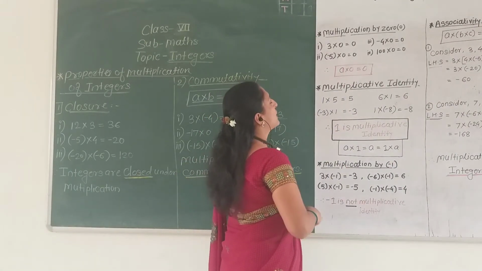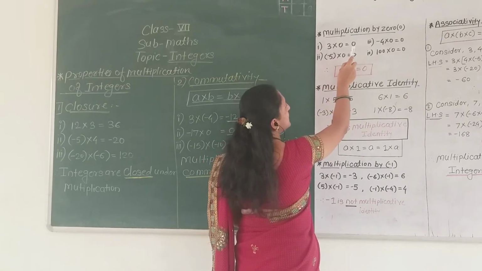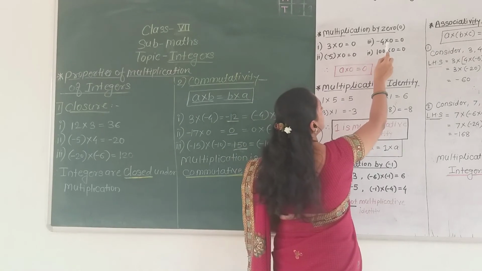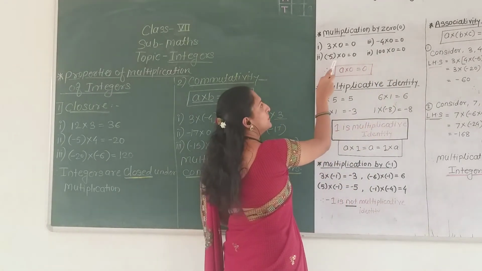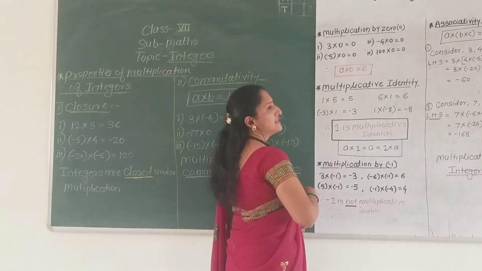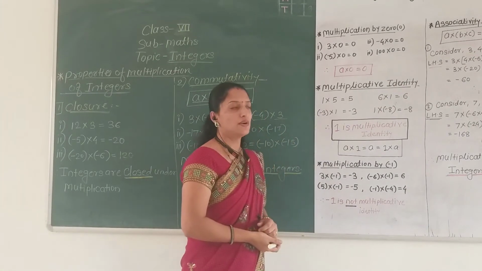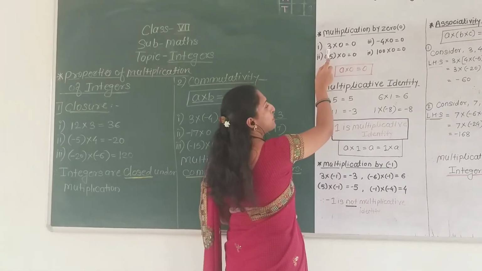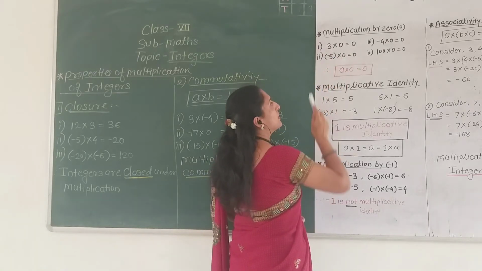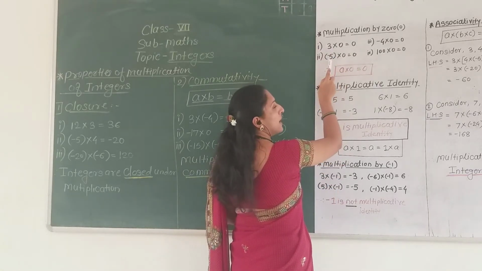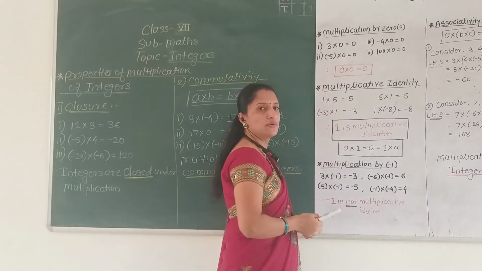So now look at here. 3 into 0 is equal to 0. Negative 4 into 0 is equal to 0. Negative 5 into 0, the answer will be 0 here. 100 into 0, answer is 0. Here 3 into 0. 3 is a positive integer, so positive integer into 0, answer is 0. Negative 5 into 0. 5 is the negative integer, so negative 5 into 0 is equal to 0.